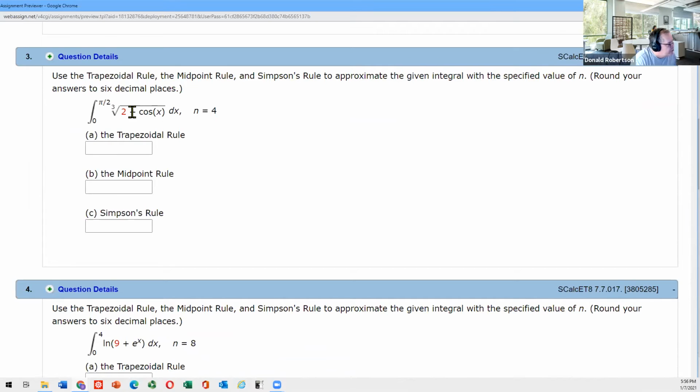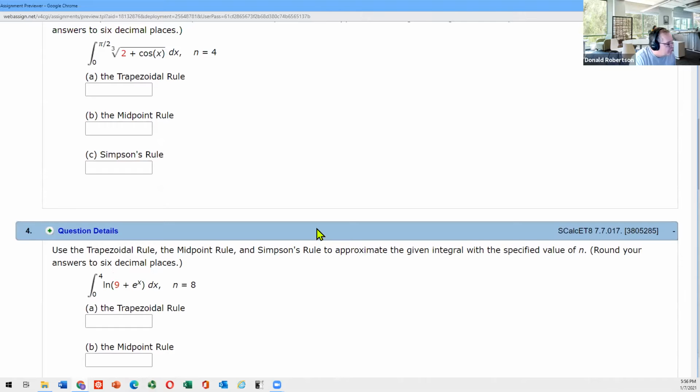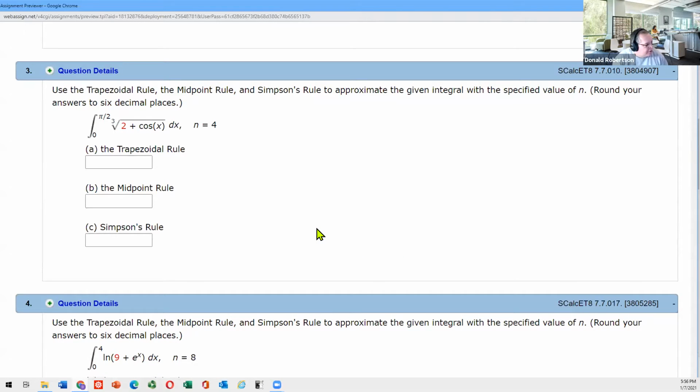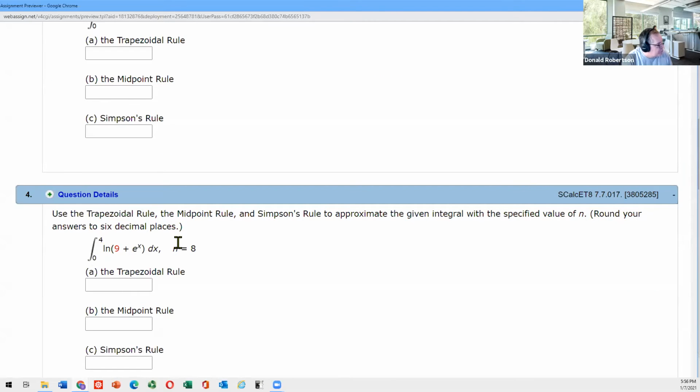Here is a function. Oh, actually, that's basically the one I did already, isn't it? Trapezium, Simpson, and do a midpoint. And the last one is, here's another function, trapezium, midpoint, and Simpson. So the last 2 questions are much more straightforward, right? Here's a function from 0 to pi upon 2, do it with 4 strips. Here's an ugly function from 0 to 4, do 8 strips. And that is the end of that.